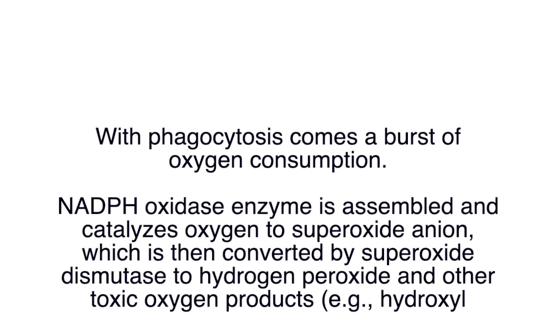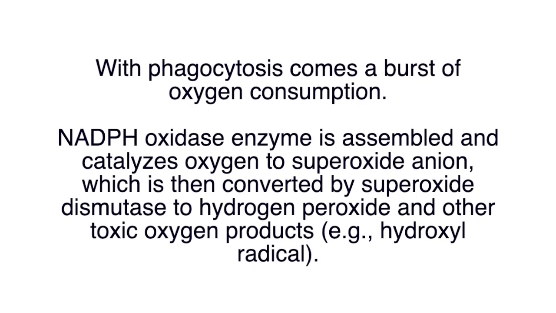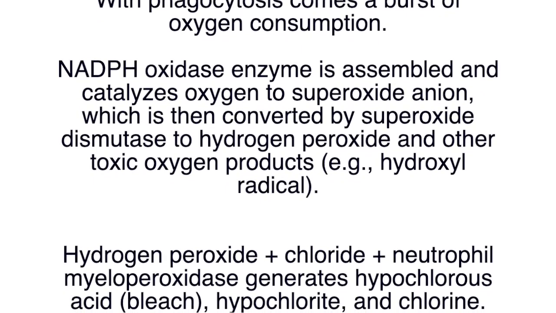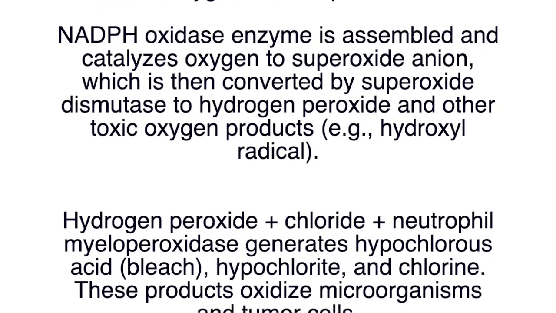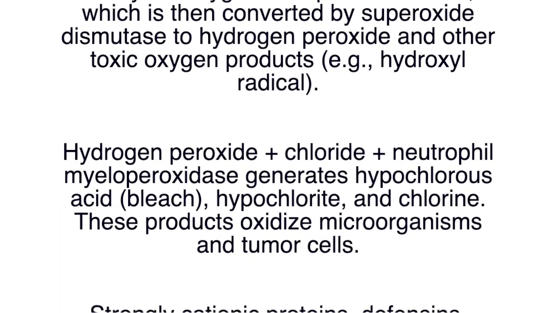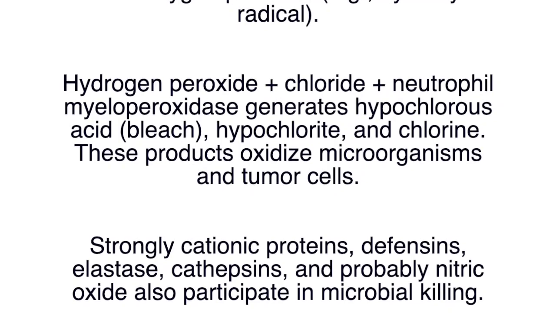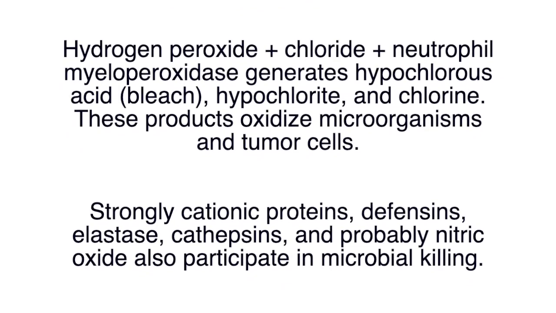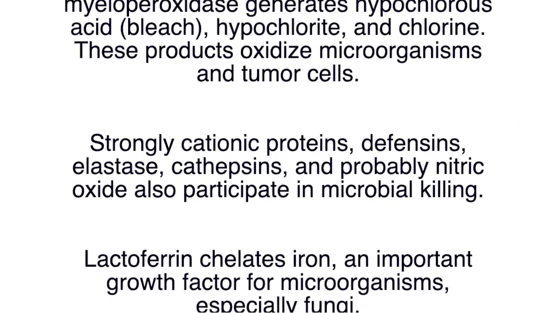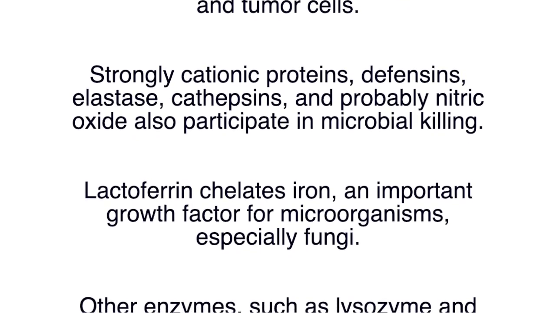With phagocytosis comes a burst of oxygen consumption. NADPH oxidase enzyme is assembled and catalyzes oxygen to superoxide anion, which is then converted by superoxide dismutase to hydrogen peroxide and other toxic oxygen products, for example hydroxyl radical. Hydrogen peroxide plus chloride plus neutrophil myeloperoxidase generates hypochlorous acid, that is bleach, hypochlorite and chlorine. These products oxidize microorganisms and tumor cells.